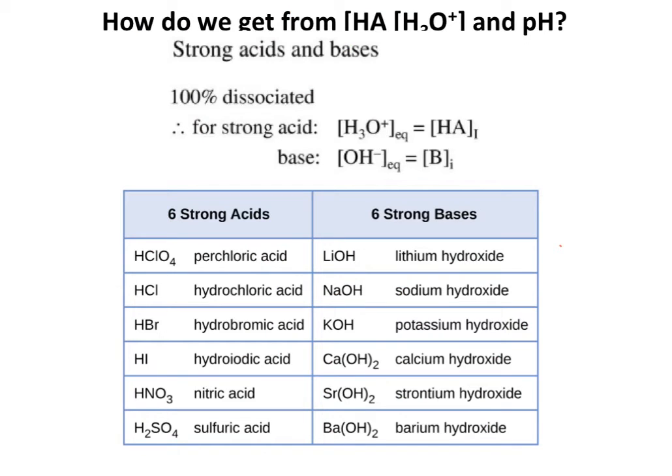So this is a reminder to make sure you memorize the handful of strong acids and strong bases. Every other acid or base, if it's not on this list, is a weak acid or base. And you'll see in the next PowerPoint that the way we find pH is completely different depending on whether or not it's a strong acid or base or a weak acid or base.